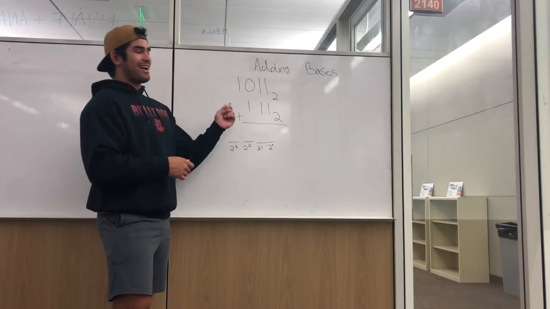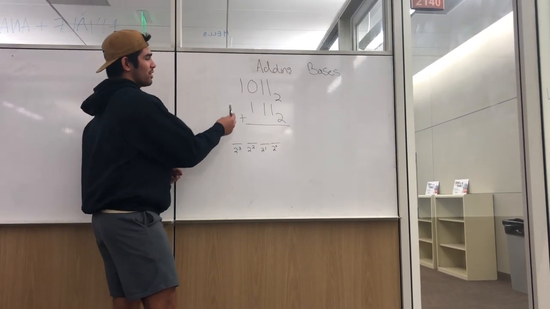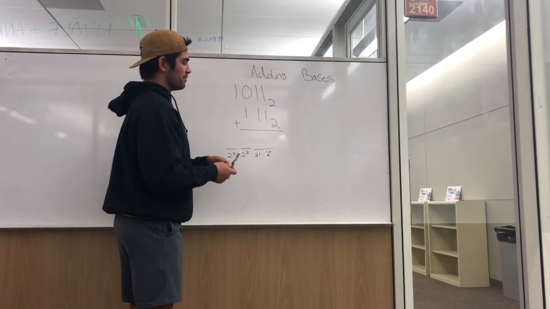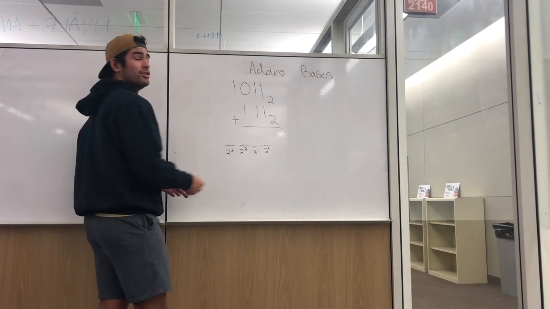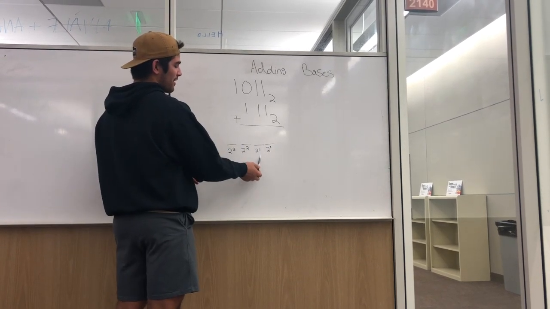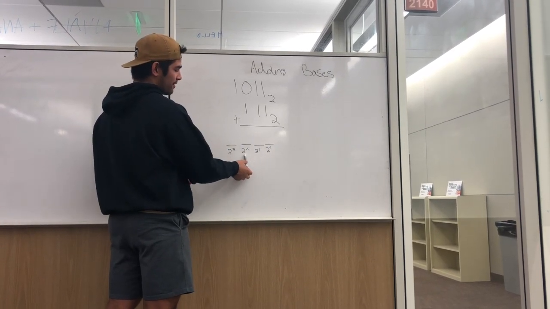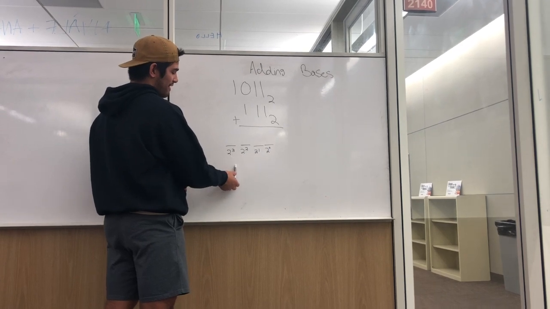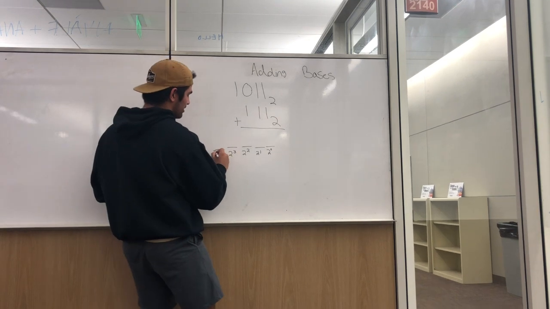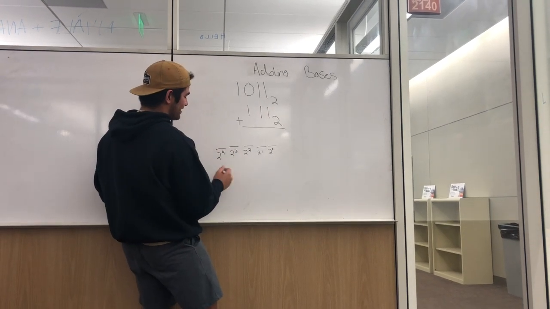Okay, so now we're going to go over adding different bases. So we have 1, 0, 1, 1 base 2 plus 1, 1, 1 base 2. So I wrote this down here just so you guys could get the place value. So this is the singles, and this is how many 2's, the 4's, 8's, and so on. So then, for example, 2 to the 4th would be 16.